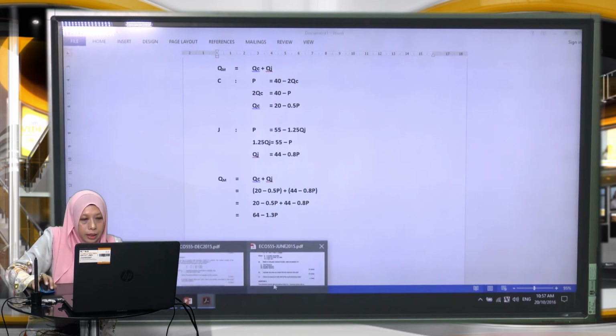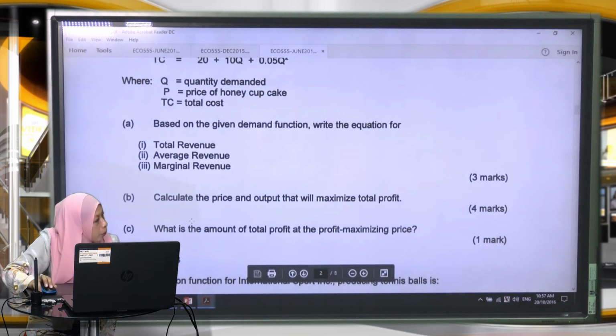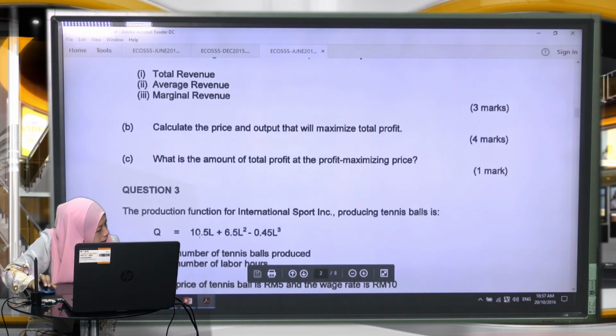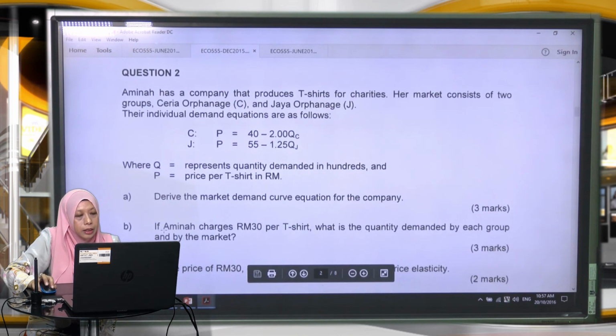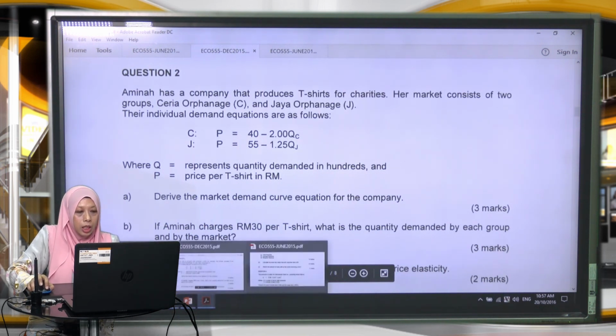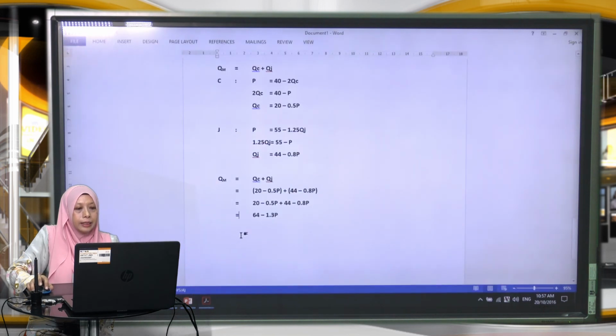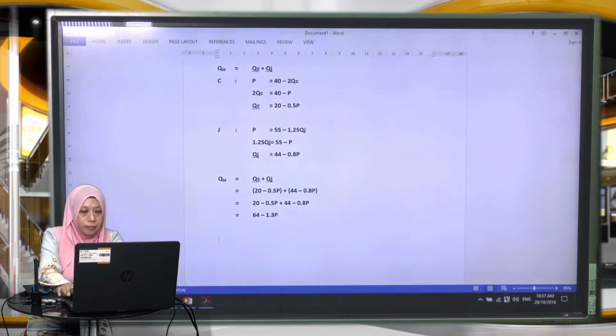Now let's look at the next question. It says, if Amina charges 30 ringgit per t-shirt, what is the quantity demanded by each group and by the market? Now you are told that the price is 30 ringgit, so price equals 30. The question is, how much is QC? How much is QJ?